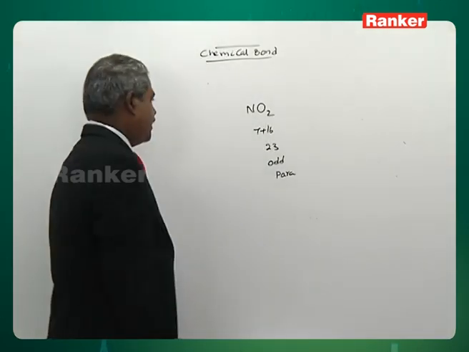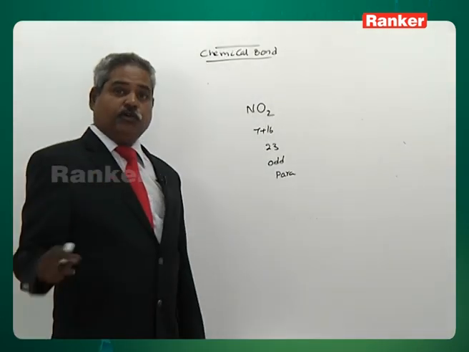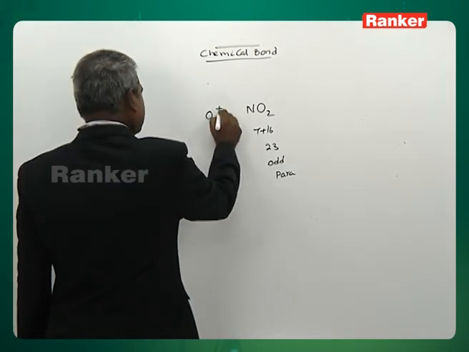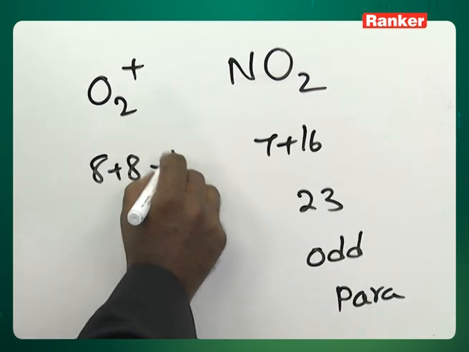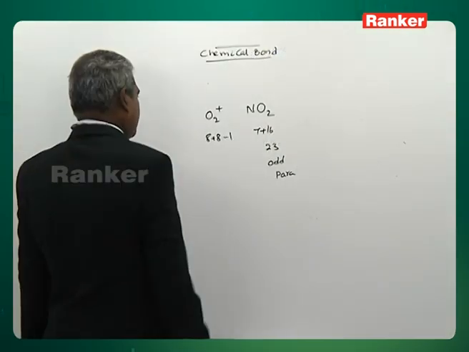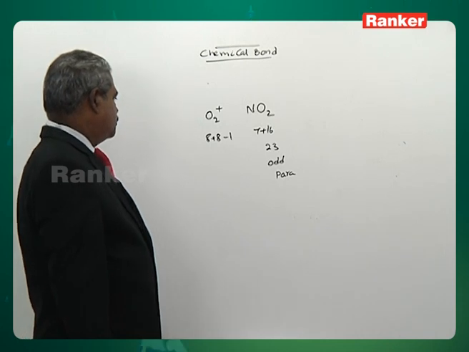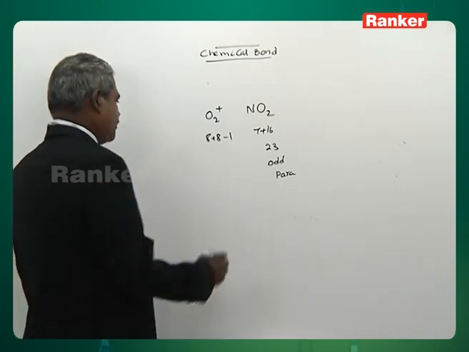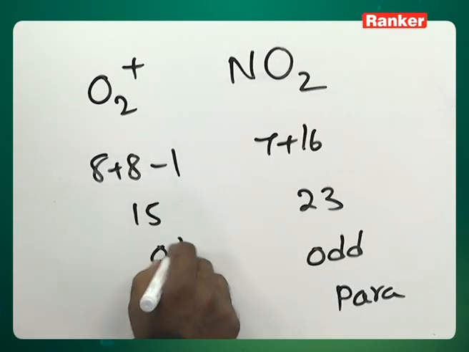NO2 is paramagnetic, NO is paramagnetic, CO is diamagnetic, O2 plus is paramagnetic. O2 plus, 8 plus 8 minus 1 electron. Here is a number. Number means 2 atoms, more than one, O2. So 2 oxygens removing 1 electron, 8 plus 8 minus 1, 15, odd, para.